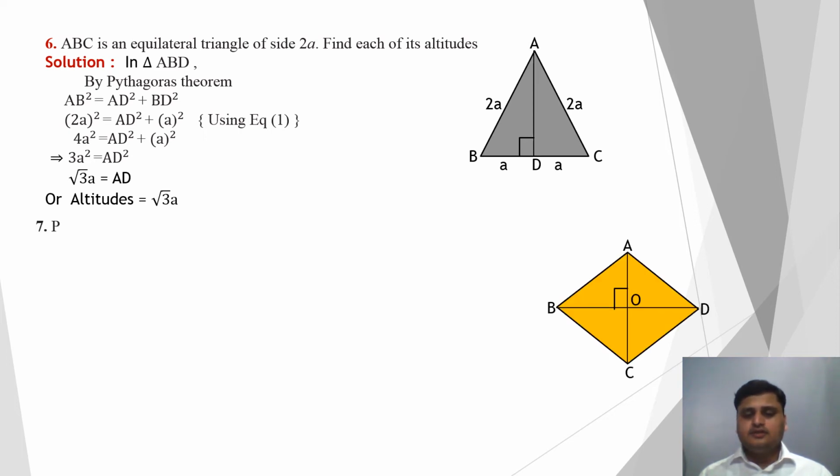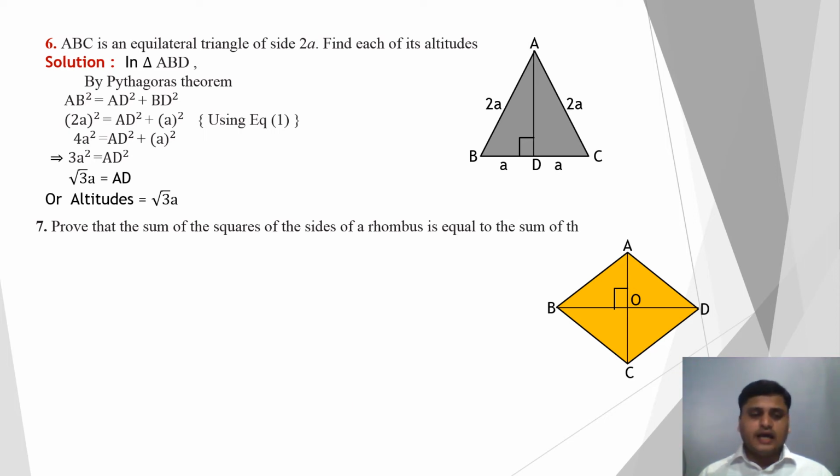Now you all can see this is the question in which this figure ABCD was given. ABCD is given as a rhombus, and we need to prove that the sum of the squares of its sides is equal to the sum of the squares of its diagonals. What we need to prove is that AB square, BC square, CD square and DA square, these are the sides of the rhombus. We need to prove that the sum of the squares of the sides of the rhombus is equal to the sum of the squares of its diagonals.